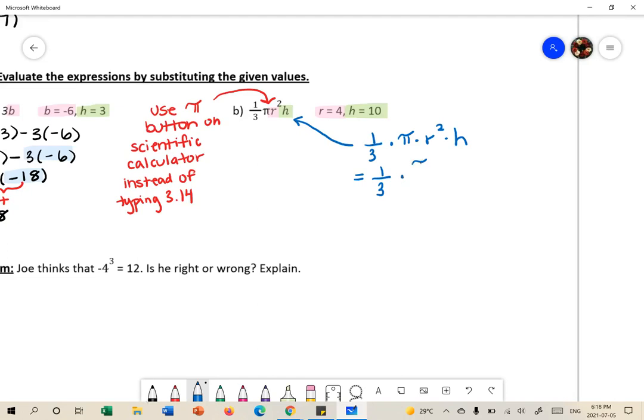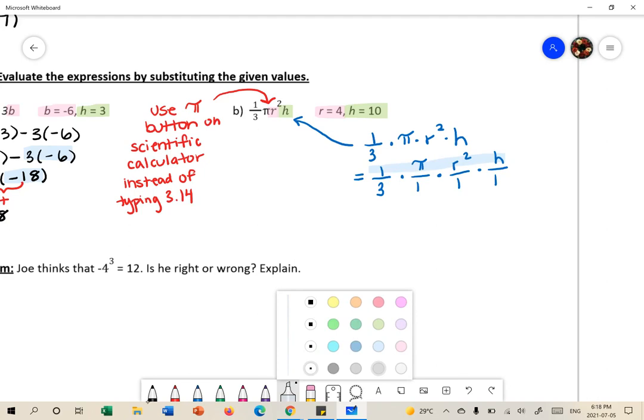Every whole number has an invisible denominator of 1. So right now I'm converting all of my variables into a fraction, so they all have a denominator of 1. And now this is a multiplying fractions question. All of my numerators I can multiply together, and then all of my denominators I can multiply together.